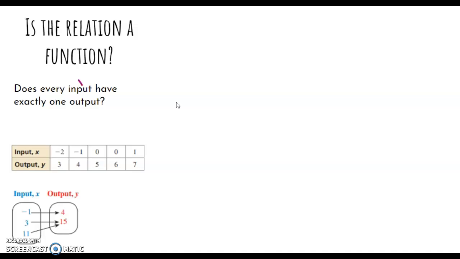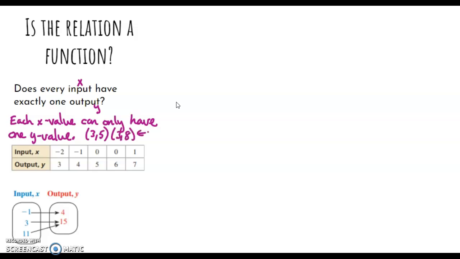Now, inputs are x and outputs are y. And so it means that each x value, I'm going to write this down, each x value can only have exactly one y value. So an x cannot be assigned, like if x is 3, 3 cannot have an input that gets you an output of 5, and then also gets you an output of 8. So, for example, if you had (3, 5) and (3, 8), those would not be a function because the x value 3 is assigned with two different outputs, which is the y value. So basically, your x's can't repeat. They can't have two different y values.